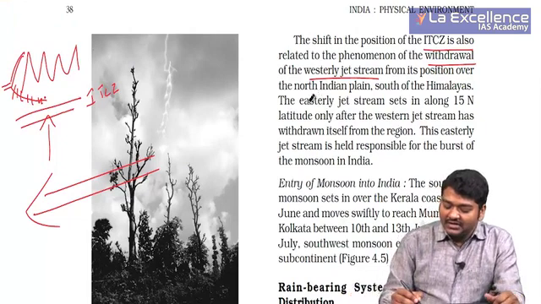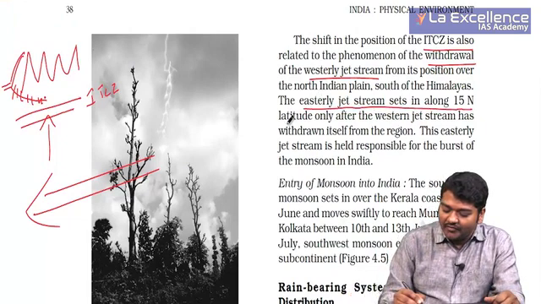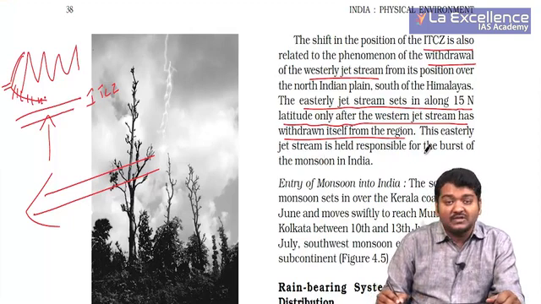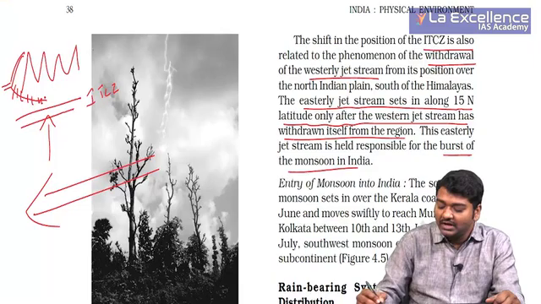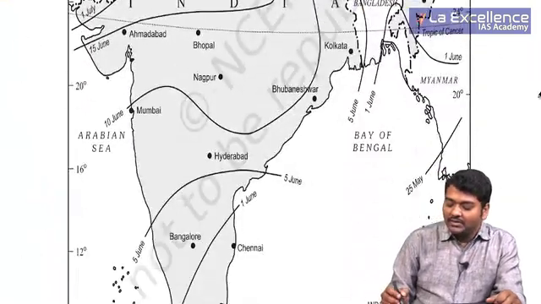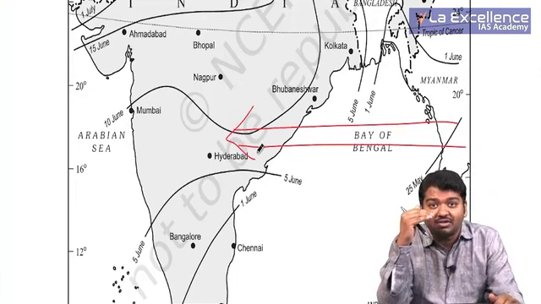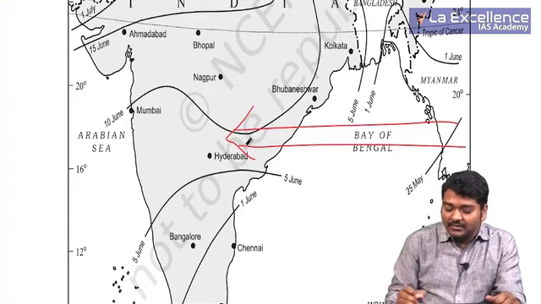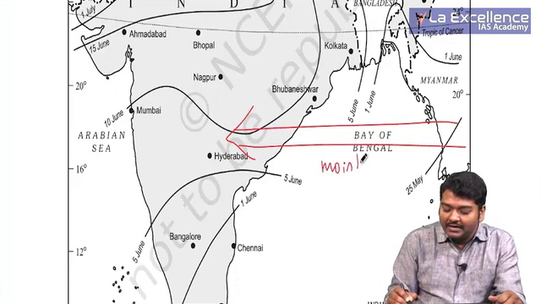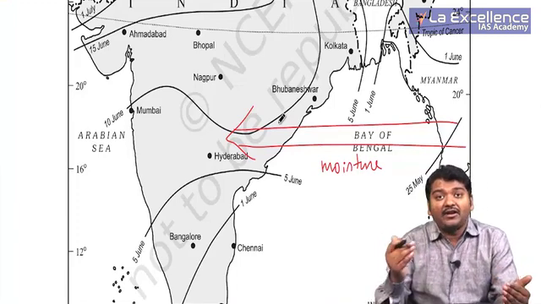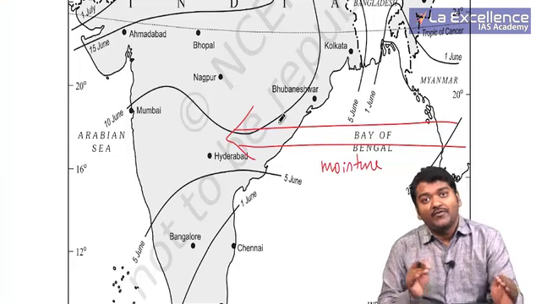Yes, then we need to see that the easterly jet stream sets in along 15-degree latitude only after the westerly jet stream has completely withdrawn. This easterly jet stream is responsible for the burst of the monsoon in India. What is the meaning of this? What I mean to say is, when the easterly jet stream comes, two things are happening. The westerly jet stream is actually moving above, and at the same time the easterly is coming. So the easterly will bring moisture laden winds to India, and this gives heavy rainfall. And heavy rainfall is actually called the burst of monsoons, right?